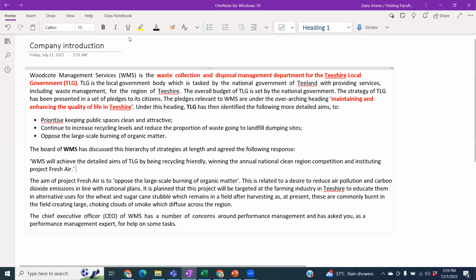Wood Court Management Services is the waste collection and disposal management department for T-Shire local government. TLG is the local government body which is tasked by the national government of T-Land with providing services including waste management for the region of T-Shire, right? The overall budget of TLG is set by the national government. The strategy of TLG has been presented in a set of pledges to its citizens. The pledges relevant to WMS are under the overarching heading, maintaining and enhancing the quality of life in T-Shire. And under the heading, TLG has then identified the following more detailed aims to prioritize.